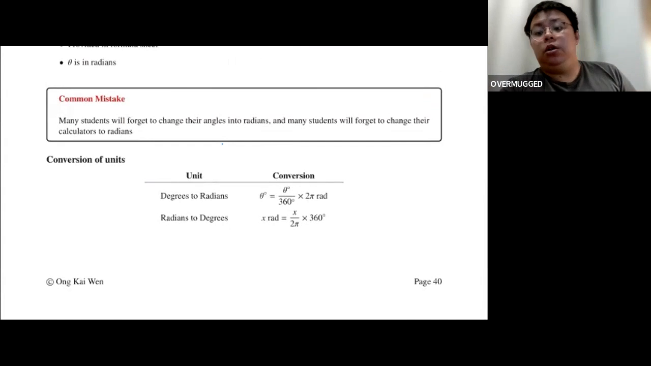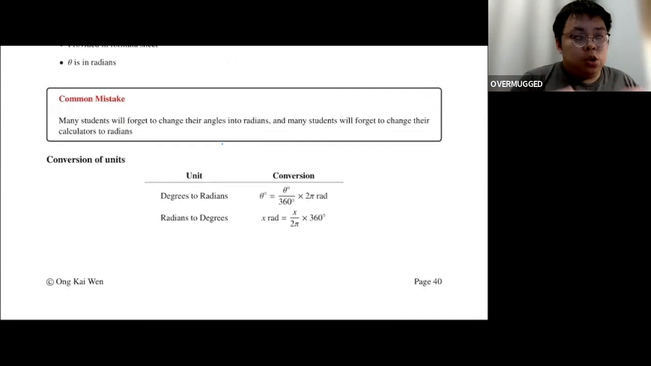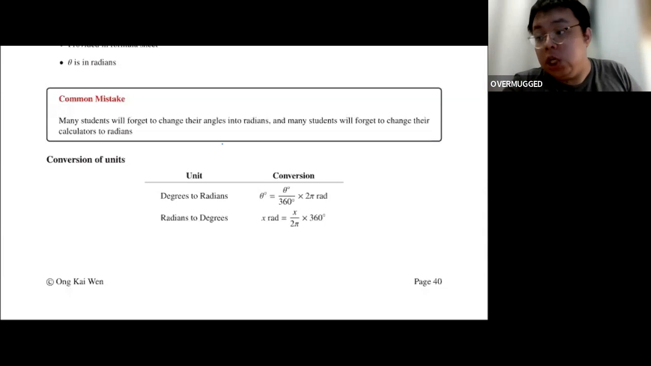A little tip that I like to give students for this chapter is that schools like to put the sector questions and the trigo questions together. Trigos in E Math are always done in degrees, while the sector questions are always done in radians.